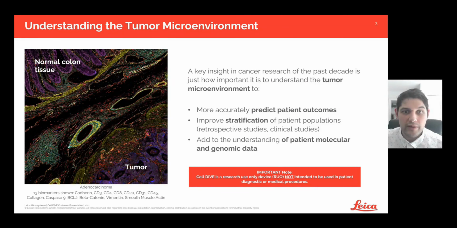By understanding the tumor microenvironment, we can more accurately predict patient outcomes, we can improve stratification of patient populations, and we can add to the understanding of patient molecular and genomic data.